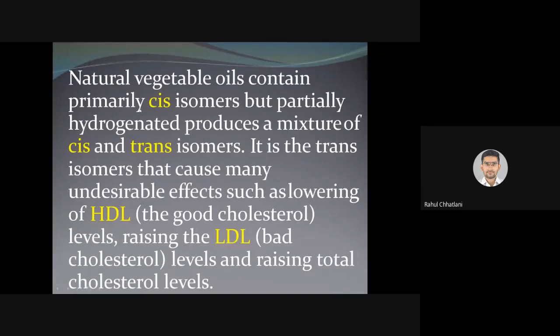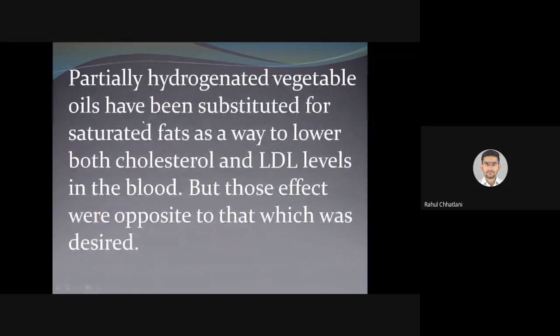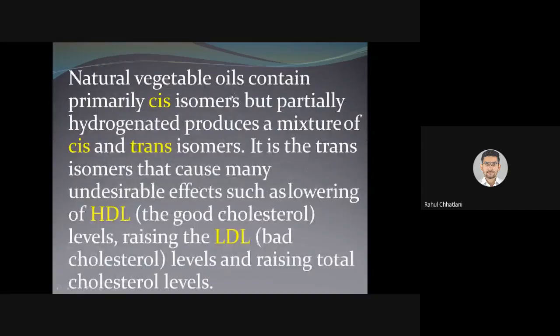So it was again found that natural vegetable oils contain primarily the cis isomer, but partially hydrogenated products are a mixture of cis and trans isomers. The trans isomer causes many undesirable effects such as lowering of HDL. Now HDL, as we described, is a good cholesterol. It starts to decrease, or LDL cholesterol starts to increase, so that is not desirable. So natural vegetable oils were also not desired for our intake. Yes, that was the main thing. So both hydrogenated vegetable oil and natural vegetable oils directly were not desired for our use.